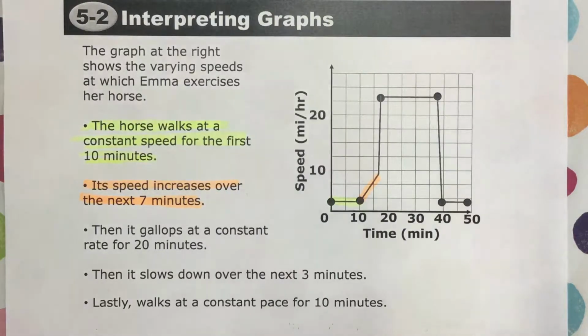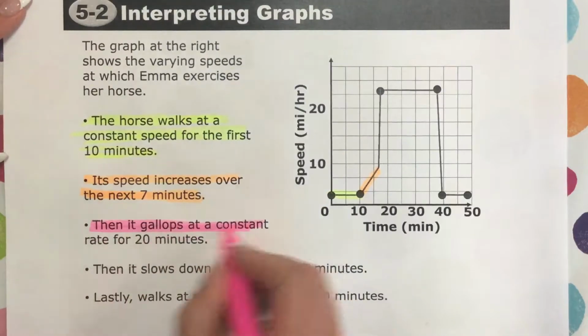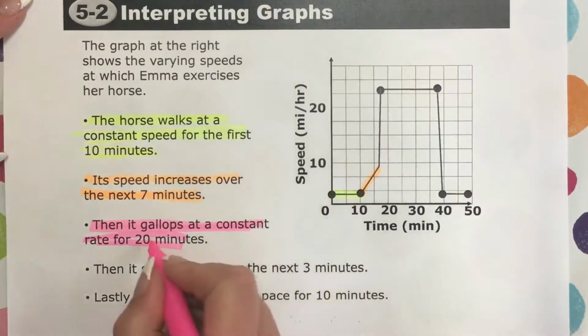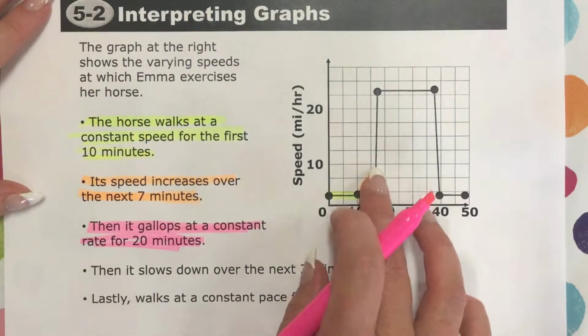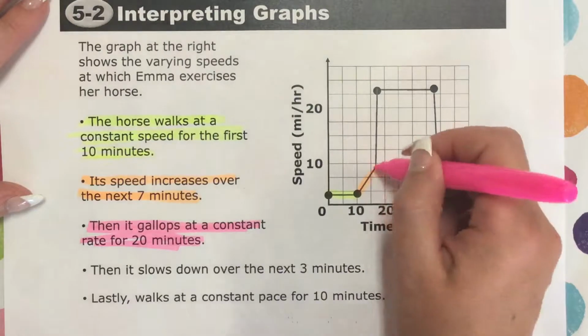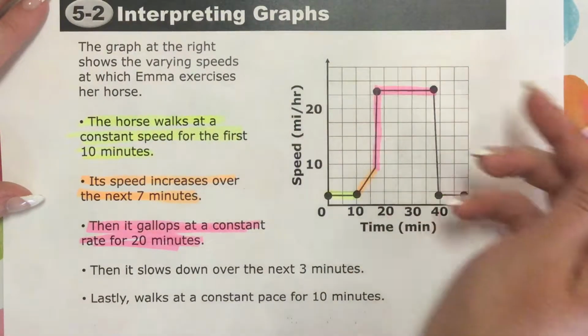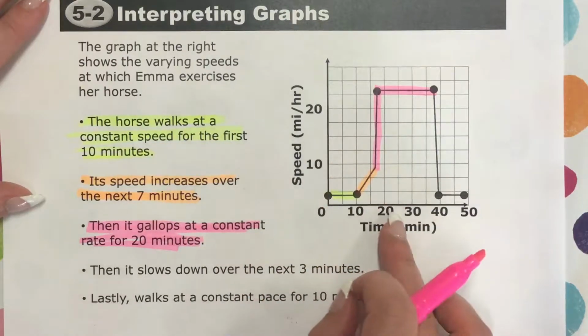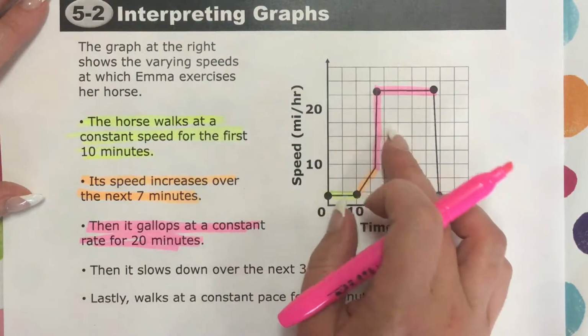Then the horse starts galloping at a constant rate for 20 minutes. That's a long time to gallop. And the galloping speed just goes all the way up here. So it was increasing, and then it just jumps up to a full gallop, and the full gallop is consistent for 20 minutes. Each one of these is 5 minutes.